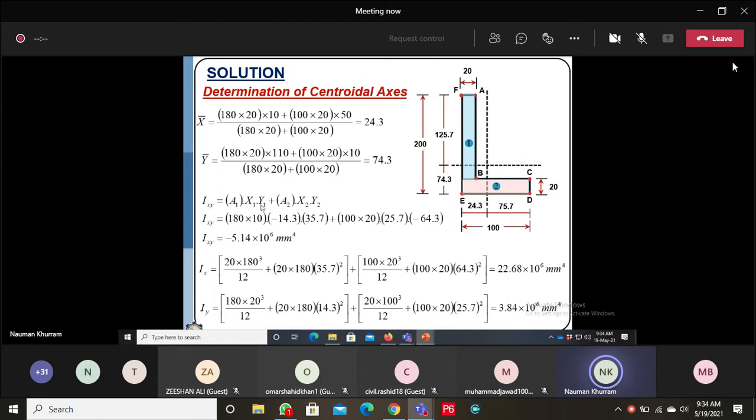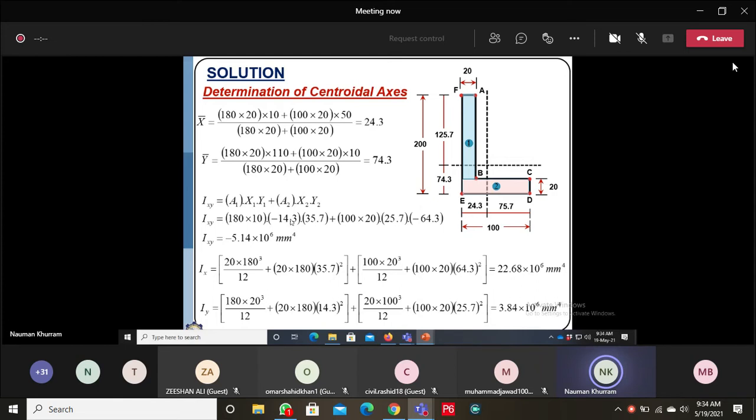And x bar is the moment arm of this area 1 with respect to the y-axis, or you can say that it is the x coordinate of area 1. So this total dimension from this vertical axis to this point is 24.3. If this total dimension is equal to 20, then the centroidal location will be at the center, 10 millimeter from this face E and F. So 24.3 minus 10 will be 14.3.